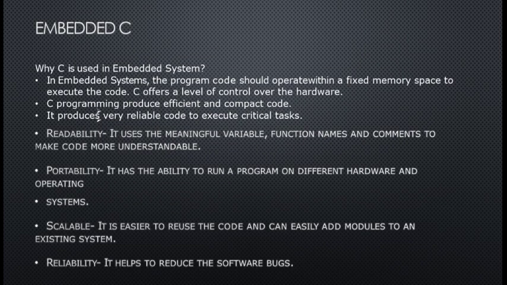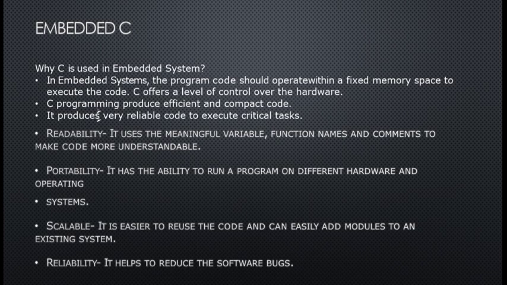Embedded C. Why is C used in embedded systems? In embedded systems, the program code should operate within a fixed memory space. C offers a level of control over the hardware. C programming produces efficient and compact code. It produces very reliable code to execute critical tasks.